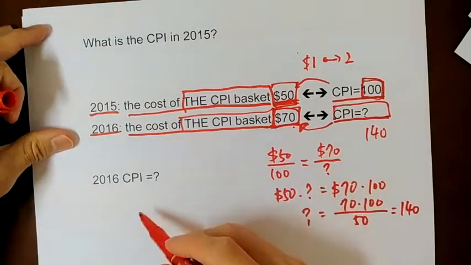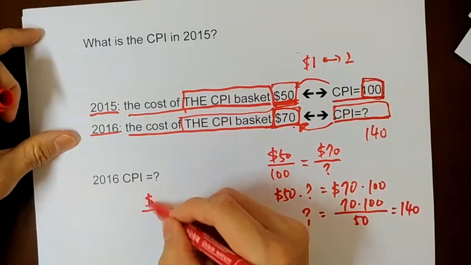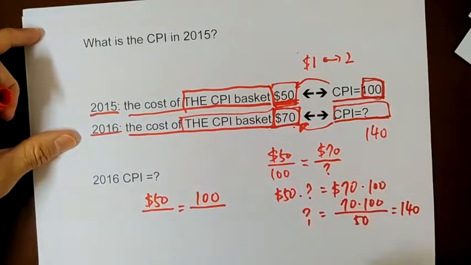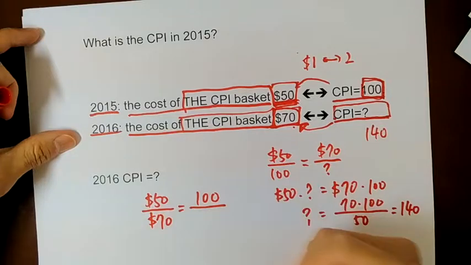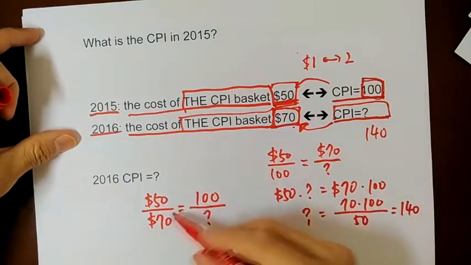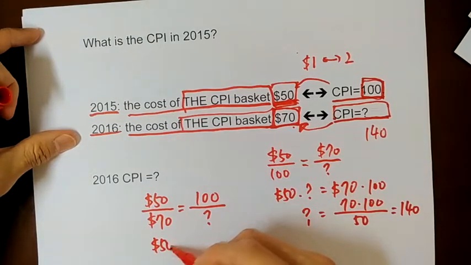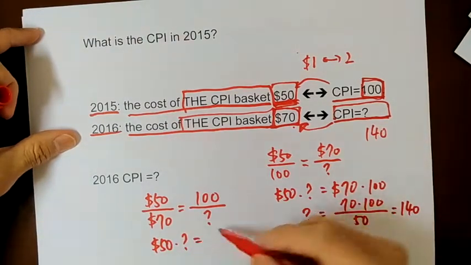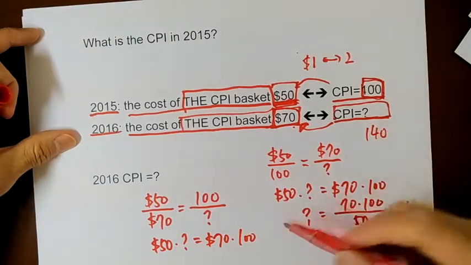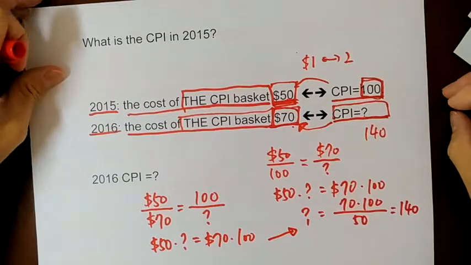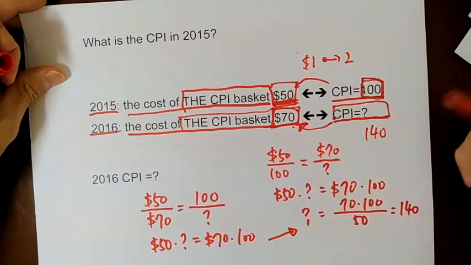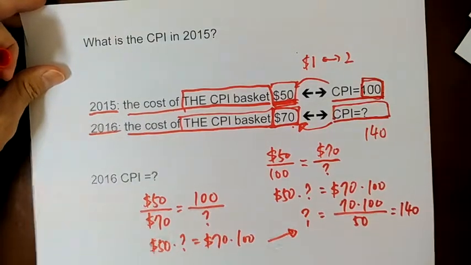Or you can do this. $50 buys 100 chips. $70 can buy how many chips? Same thing, do the cross product. 50 times question mark is 70 times 100. You get exactly the same answer. Therefore, the CPI in 2016 is 140.